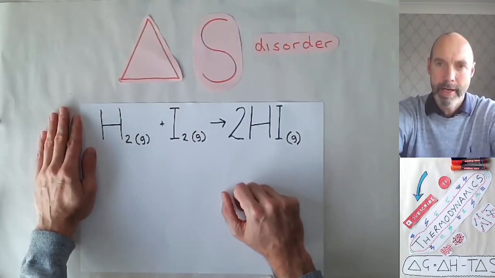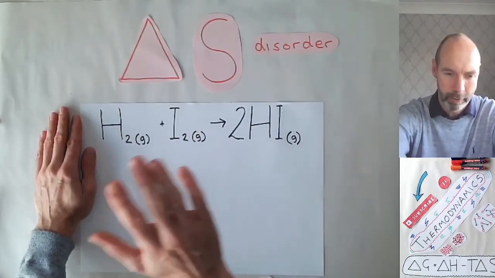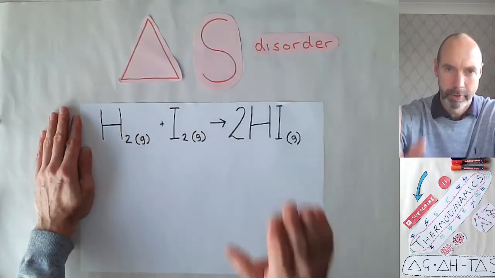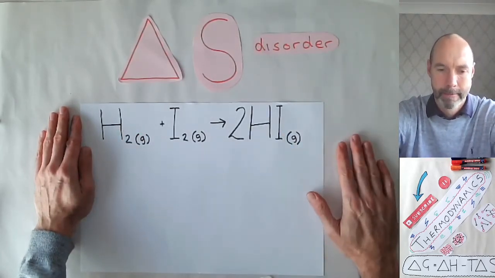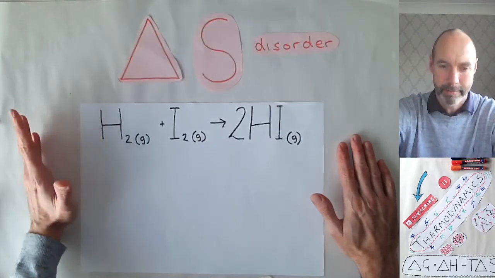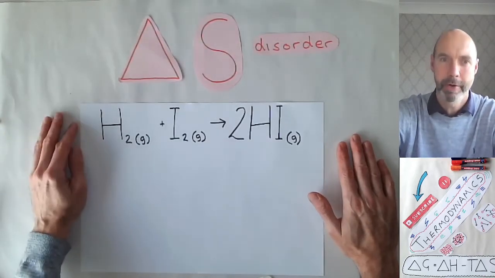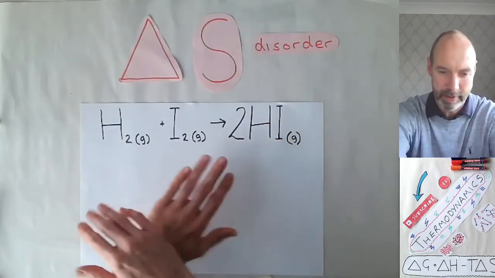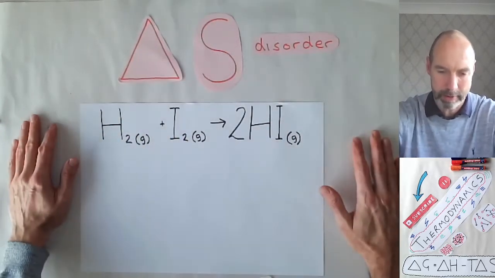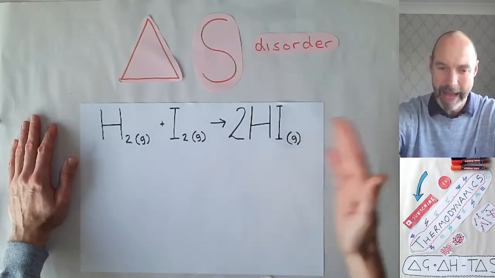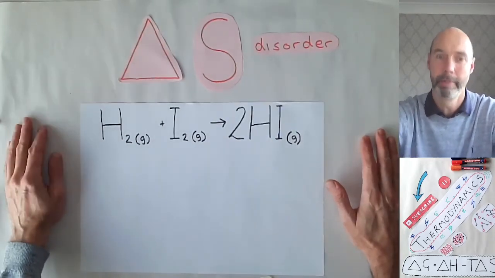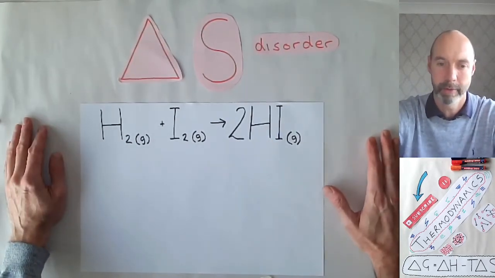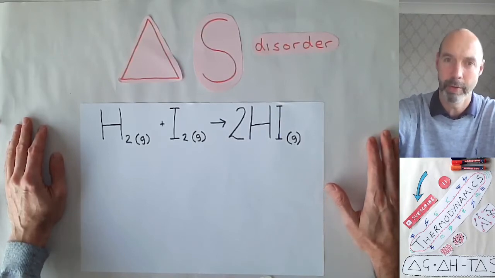So it's really difficult to make a prediction here because I've got 2 molecules of gas on the left and 2 molecules of gas on the right. It is pretty much impossible for us to make a prediction. We can't use molecular masses because the total mass on the left is the same as the total mass on the right. It's all gas. So if I was asked to make a prediction here, I'd say delta S is going to be very close to 0.